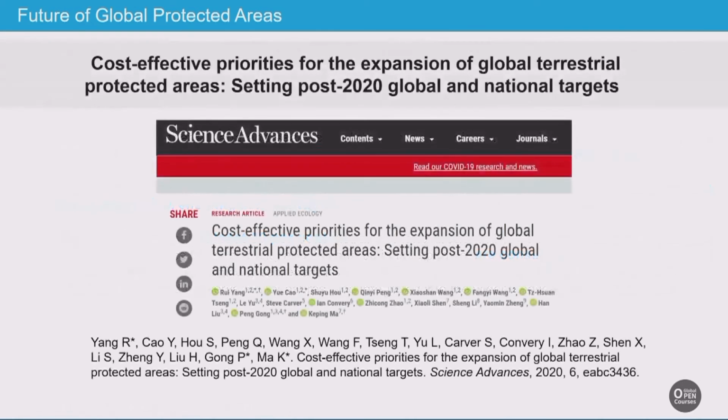So we conducted research to try to answer this question: where to protect and how much should we protect. Our team, Professor Gong Peng, who is now at Hong Kong University, and Professor Ma Keping at the Chinese Academy of Sciences formed a team to answer this question and published research called Cost-Effective Priorities for the Expansion of Global Terrestrial Protected Areas: Setting Post-2020 Global and National Targets.